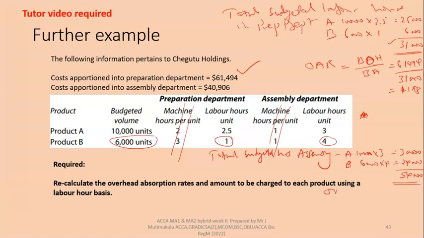Then the overhead absorption rate would be, budgeted overhead was 40,906 divided by 54,000. So you can see that the overhead absorption rate was $0.76.